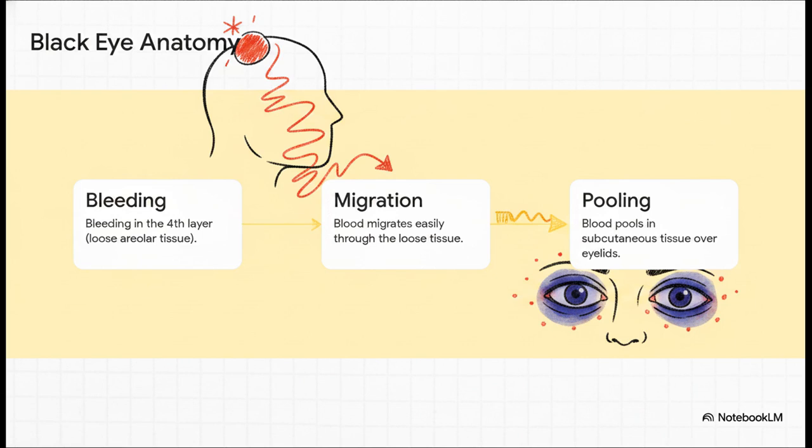The black eye. Say you take a hard hit to the top of the head. Bleeding often happens right in this loose 4th layer. And since the tissue is so spongy, there's absolutely nothing to stop that blood from spreading out. It easily migrates right down the front of the head and pools in the sparse subcutaneous tissue right over your eyelids. So yeah, a bump on the very top of your head can mysteriously leave you with 2 black eyes, all because this loose areolar tissue acts like a fluid highway.